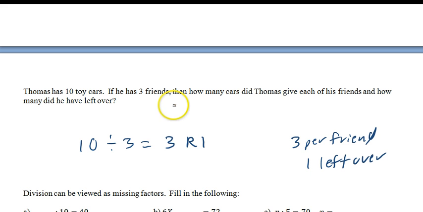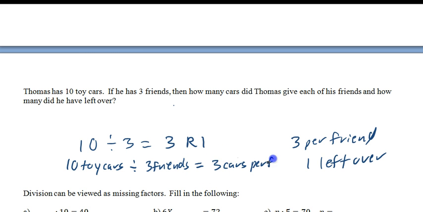So Thomas gave each of his friends 3 toy cars, and he had 1 left over. What this means is, if you look at it, we had 10 toy cars, and then he divided them among 3 friends to get 3 cars per friend with 1 left over. And that's how you can look at a division. So again, if you're taking some total and you're going to divide it among 3 people, or you're going to divide it into groups of 3, that's division.